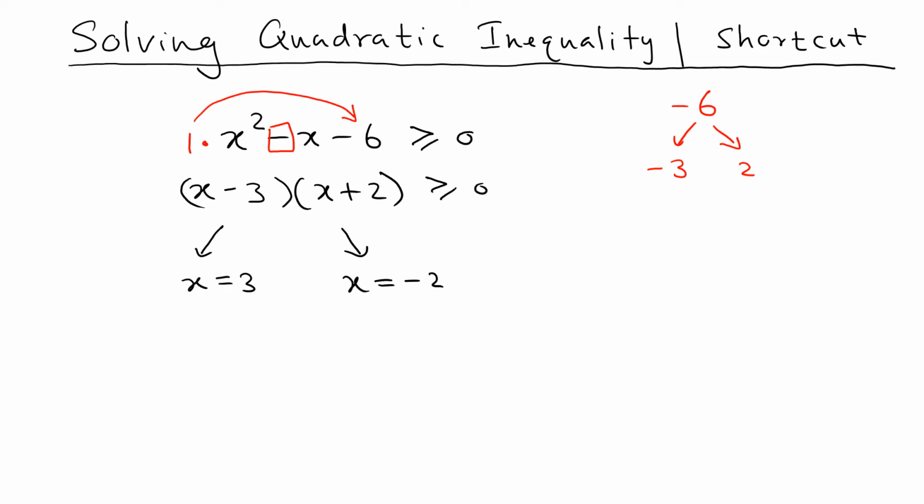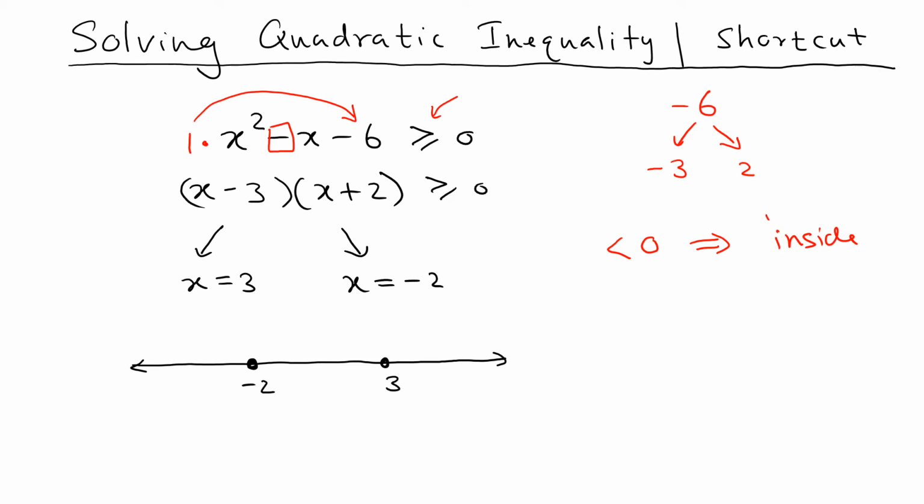The next step is to draw those numbers on the number line in order, negative 2 and 3. You can see that there's an equal sign here, so we make a solid dot at negative 2 and also a solid dot at 3. Now the argument is this: if we have less than 0, the solution is inside. If it is greater than, it is outside.